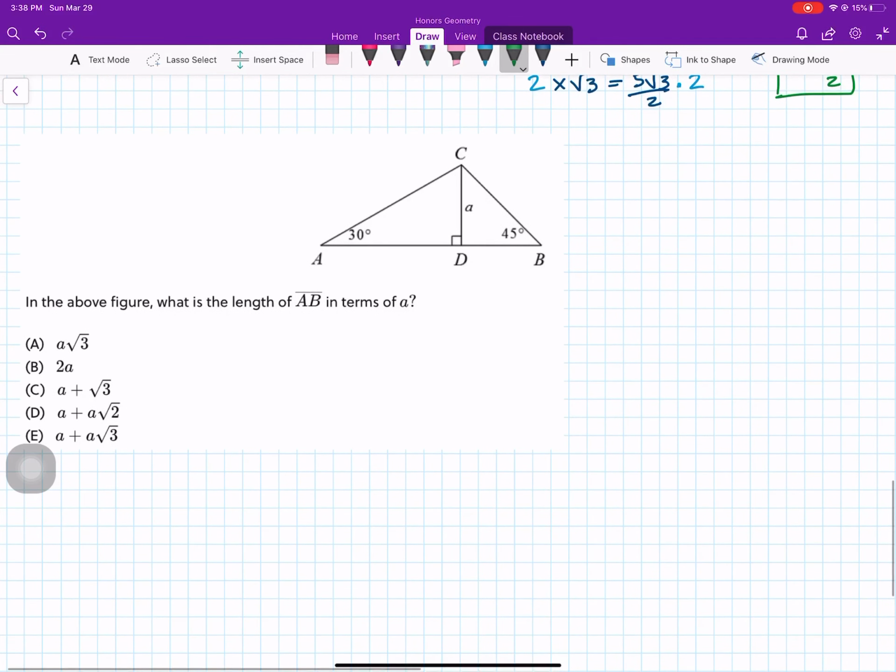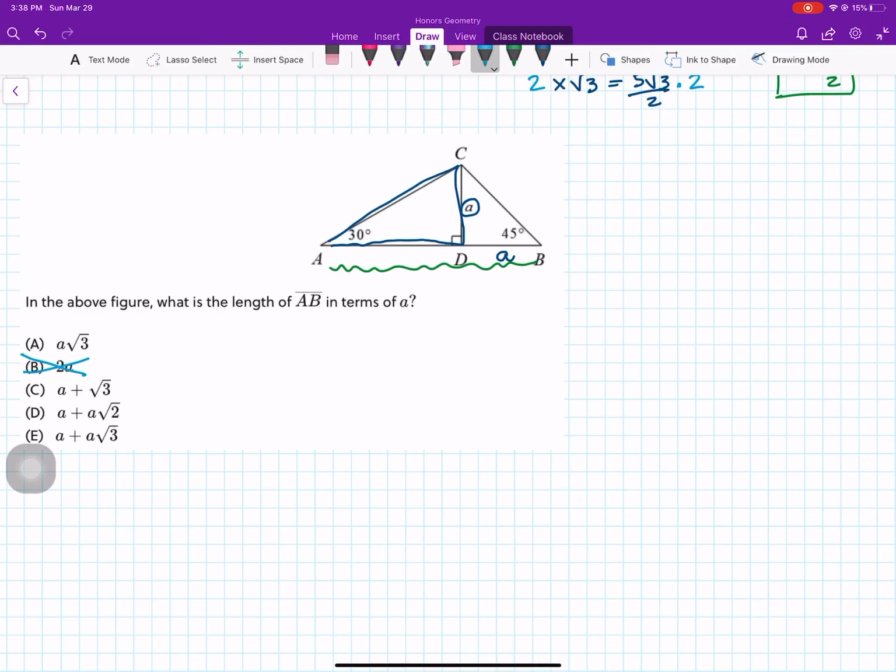And this last one is kind of a thought question. Notice it's multiple choice, but it still deals with 30, 60, 90 triangles. In the figure above, find the length of AB in terms of A. So looking at it, the first thing that jumps out at me is over here on the right, I have a 45, 45, 90, which means that's A. Now, since this is a 45, 45, 90, and this is a 30, 60, 90 triangle over on this end, that makes me think that a couple of my multiple choice answers are going to be super duper wrong.